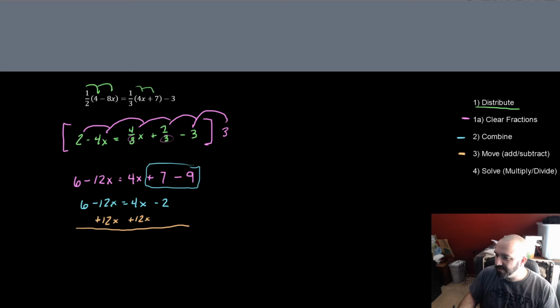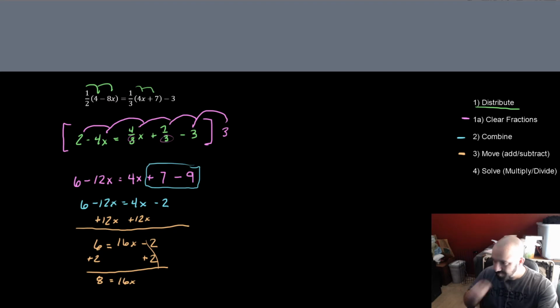That is going to give me a 6 over on the left, a 16x plus, not plus, -2 on the right. And then I'm going to add 2 to both sides. That's going to eliminate, leaving me with just 8 is equal to 16x. And then finally, I solve. So I'm going to bring this up here because I have another problem right under it and I don't want to scroll down.